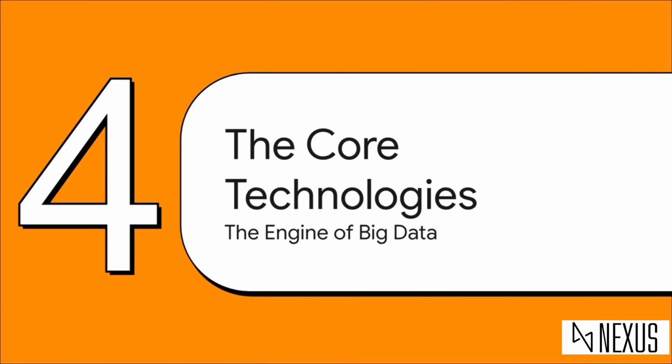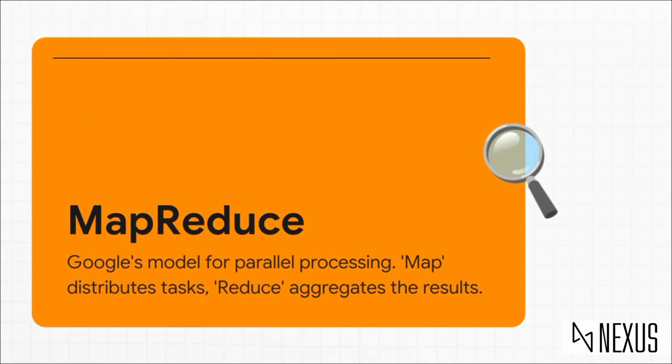Okay, so we've got the foundation poured. Let's move up the stack to layer 2 and pop the hood. This is the real engine room of big data, and it's powered by a few absolutely revolutionary technologies that changed everything. The first major piece of this engine is MapReduce.